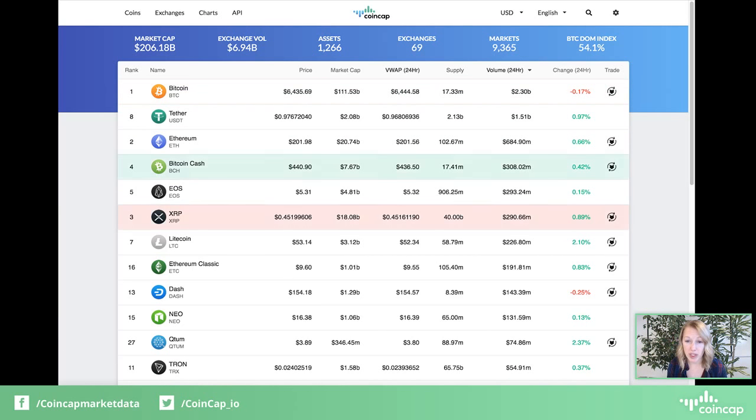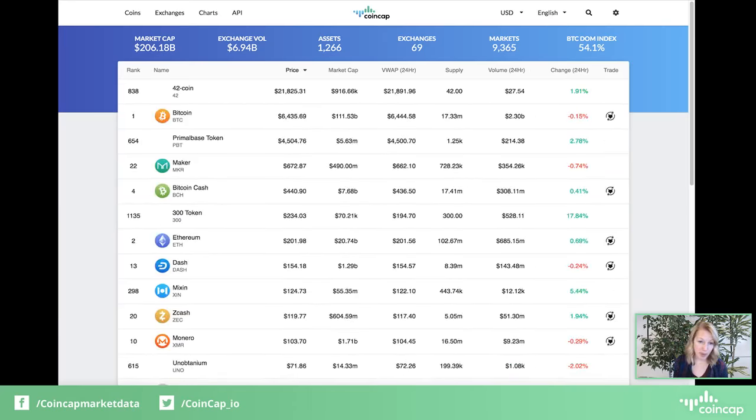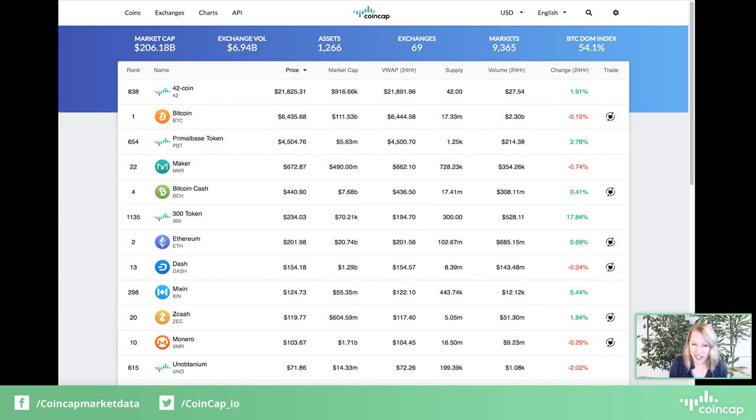Another thing that you might be interested in looking at is sorting by price. I think a lot of people like to think that Bitcoin is the most expensive asset, but you'd be wrong. 42 coin, you've got $21,826 per coin, but there's only 42 of them. So if you bought one, there's 41 left out there to buy. If you bought all of them, price times supply is market cap.